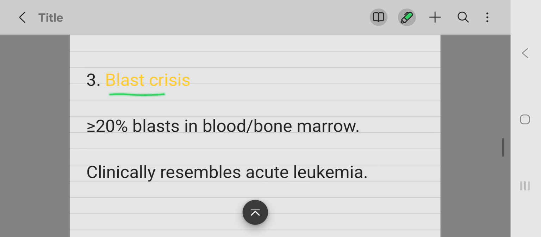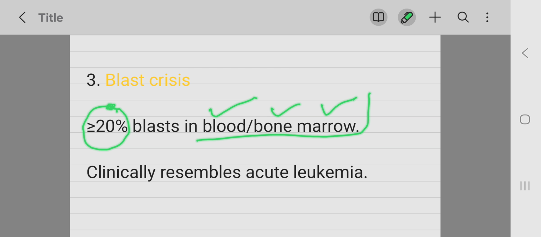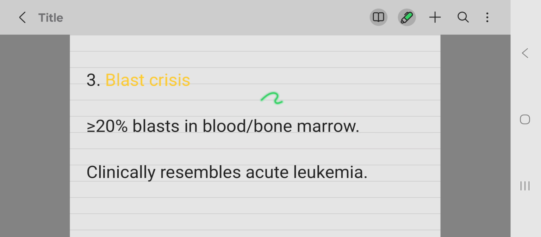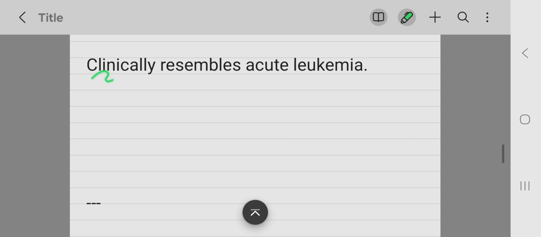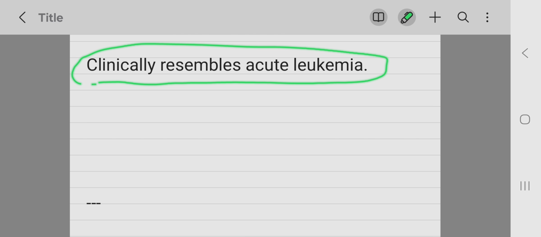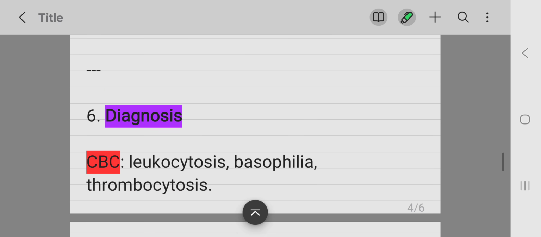Next one is blast crisis. As the name indicates, there is increase in the blasts, equal to or more than 20% blasts in the blood and bone marrow. Therefore, when there is increase in the blast number equal to or more than 20% in the bone marrow, it leads to development of acute myeloid leukemia. It clinically resembles acute myeloid leukemia.